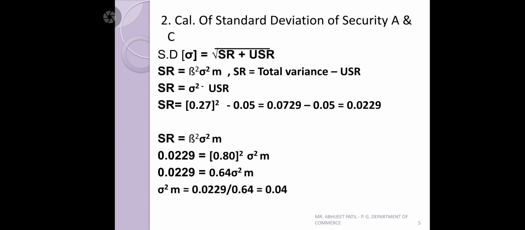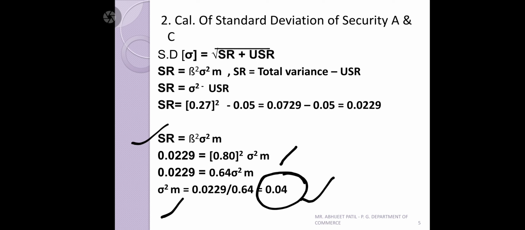So we have 0.0229 is equal to 0.80 square into market variance, which we don't know, so we'll put it as it is. 0.80 square will come 0.64, and 0.0229 divided by 0.64 will give market variance equal to 0.04. Market variance is common for each security A, B, C. So we find out the market variance with B, and with the help of this market variance we should determine systematic risk.